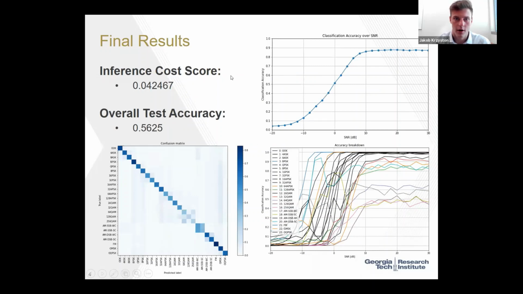And finally, here are our results. Our normalized inference cost was 0.04 while achieving at least 56% accuracy. And here are the corresponding plots to help you better understand where the strengths and weaknesses of our final model are. Thank you very much. And if you have any questions, I'm happy to answer.